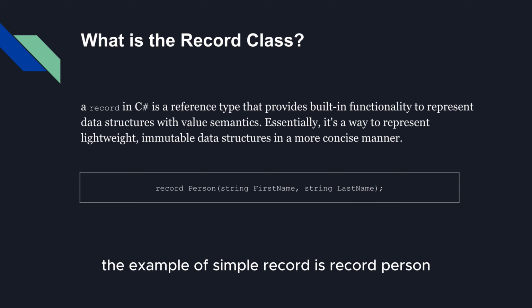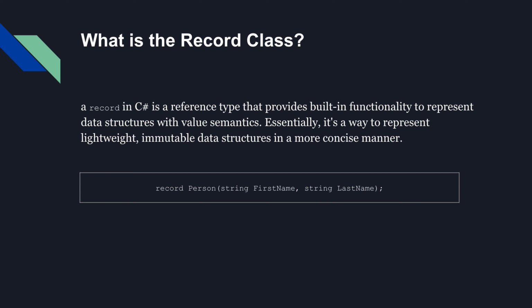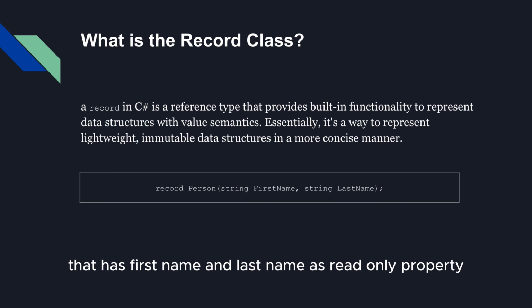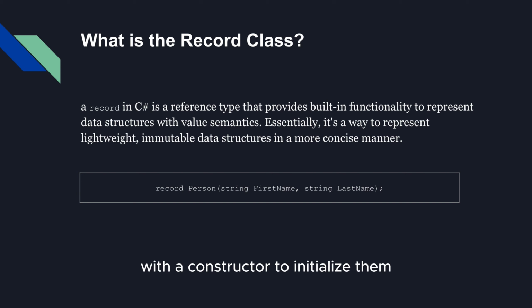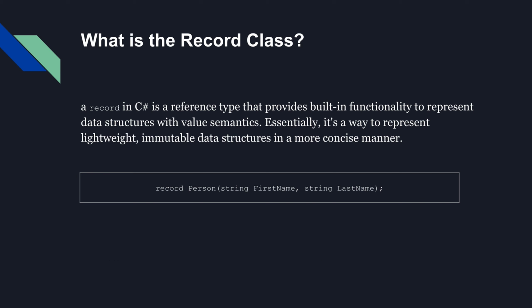The example of a simple record is record Person. We are taking two parameters, first name and last name. This is equivalent to a class that has first name and last name as read-only properties with a constructor to initialize them, as well as overrides for equality checks, a copy method, and more. This concise syntax provides a lot of functionality out of the box.